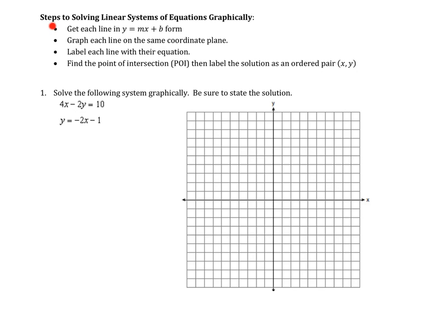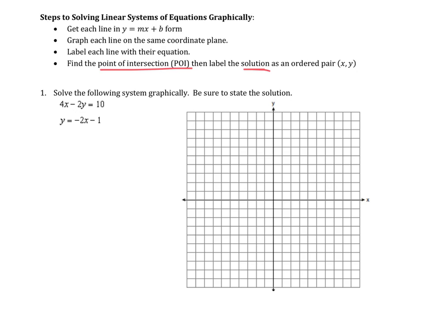These steps tell us first to get each line into y equals mx plus b form so that I can graph it. Then I'm going to graph each line. Then I'm going to label the line with their equation. And lastly, I'm going to name the point of intersection as the solution. So the point of intersection is the solution to my system of equations.